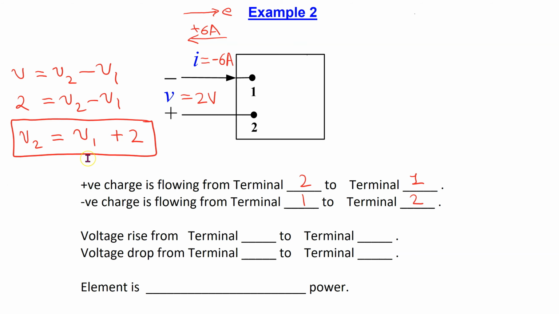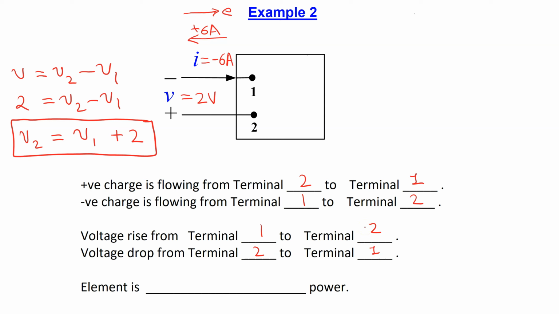This relationship now allows us to determine the voltage rise and voltage drop between the terminals. We can see that voltage at terminal 2 is higher than voltage at terminal 1. Therefore, there is a voltage rise when we go from terminal 1 to 2, and there is a voltage drop if we go from terminal 2 to terminal 1.